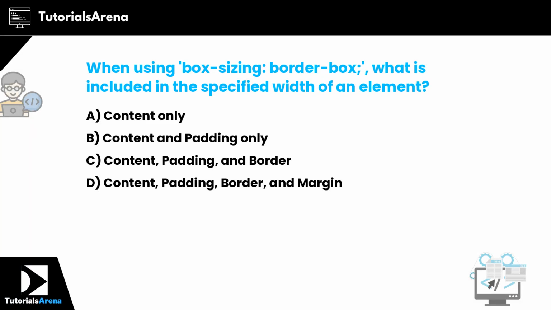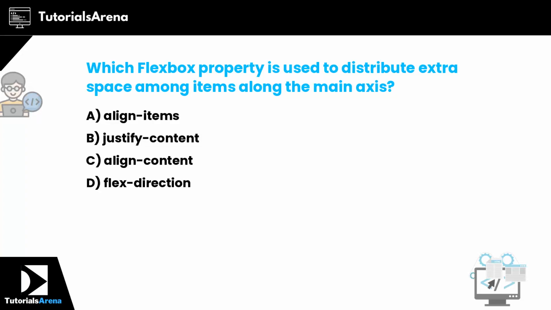When using box-sizing border-box, what is included in the specified width of an element? The correct answer is option C, content, padding, and border. Which Flexbox property is used to distribute extra space among items along the main axis? The correct answer is option B, justify-content.